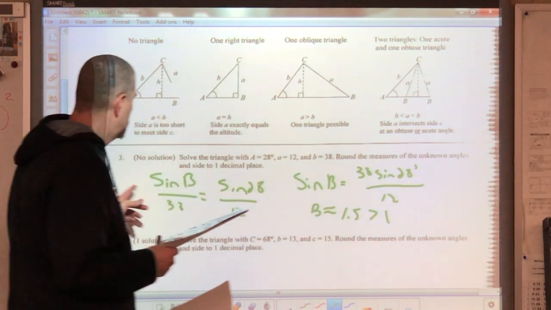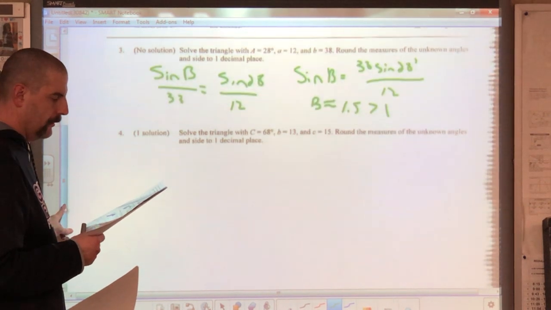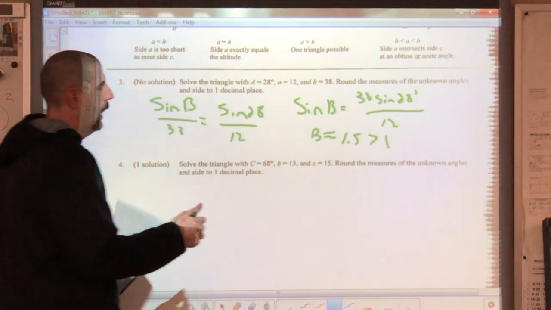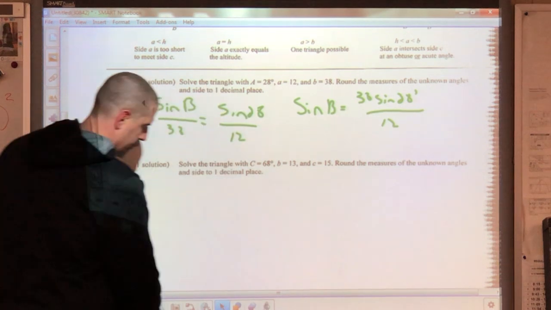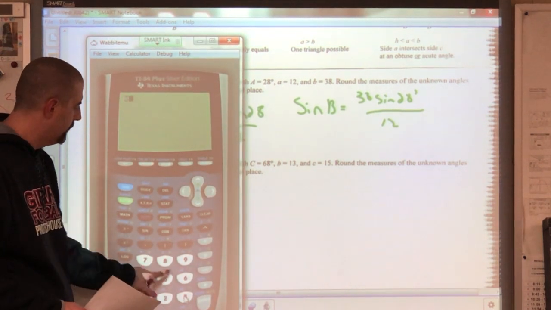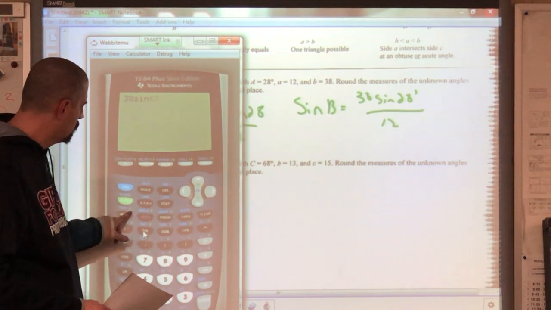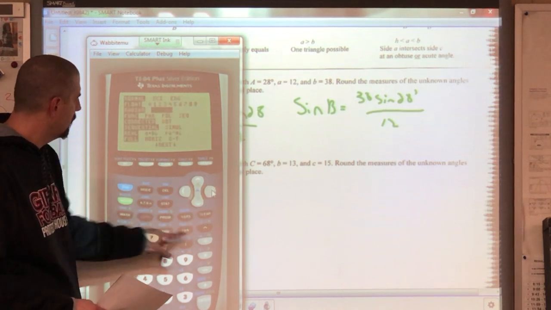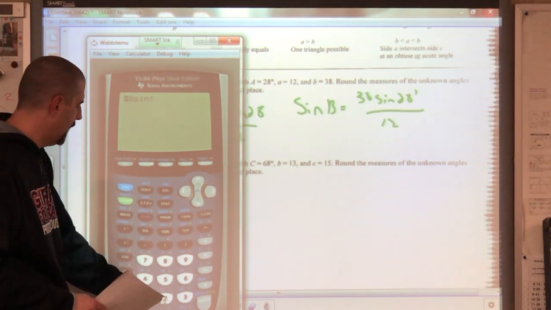So, when you go over here, sorry, I did this wrong over here. First of all, I'll show you why it's greater than 1. So you type in 38 sine 28. Gotta make sure you're in the right mode. That's key. So 38 sine 28.